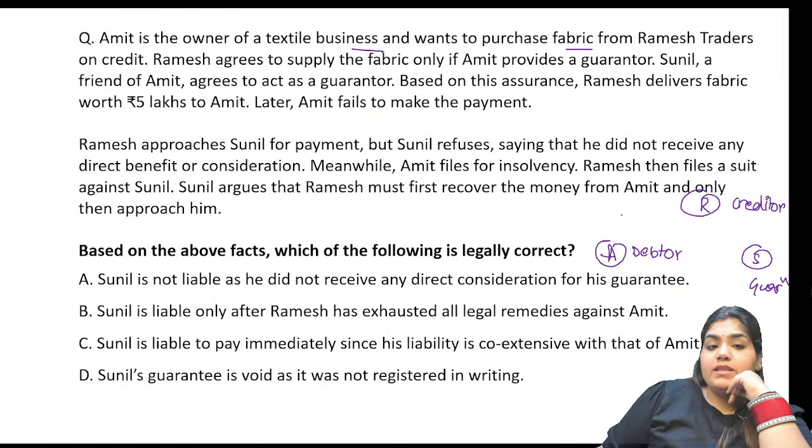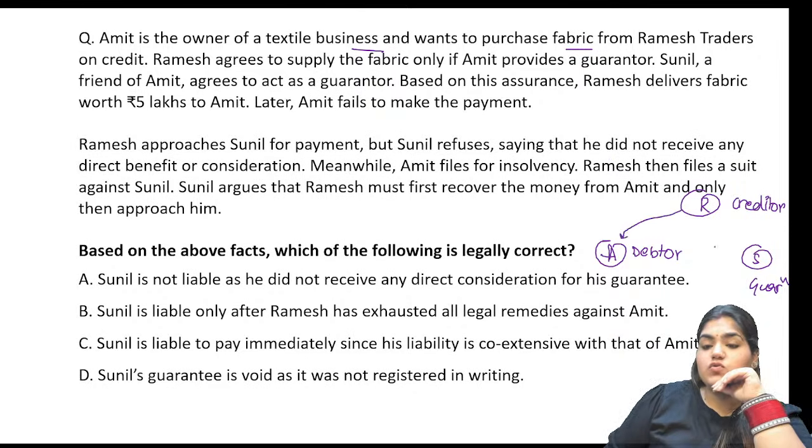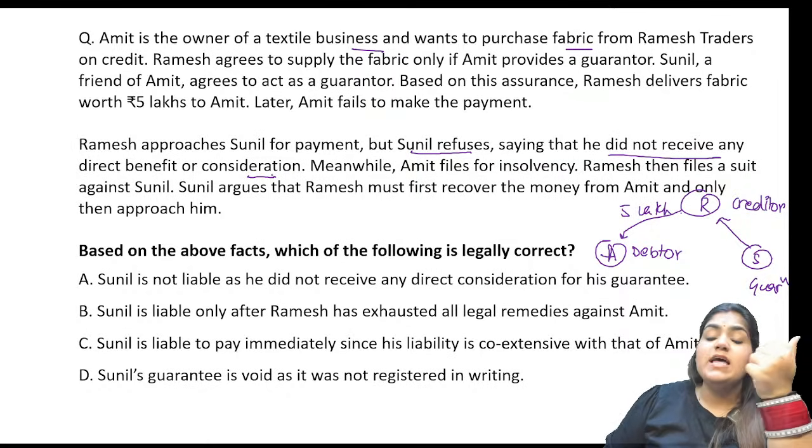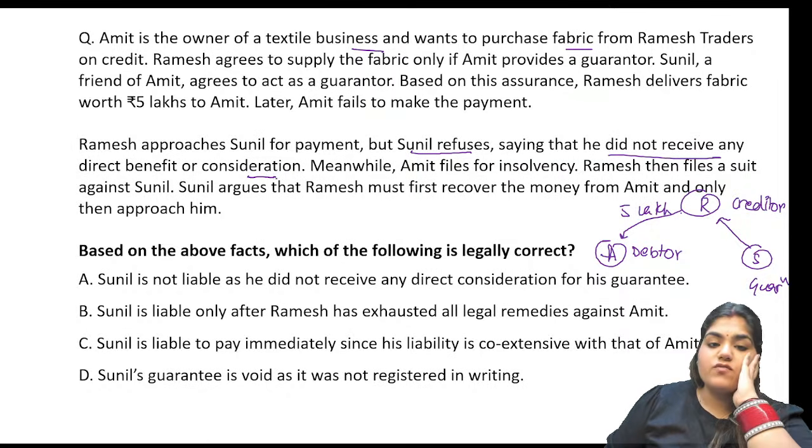Sunil, a friend of Amit, agrees to act as a guarantor based on the assurance. Ramesh delivers the goods. Ramesh gives the goods to A of 5 lakh rupees. Amit fails to pay. It is S who has to pay R now. Ramesh approaches Sunil for payment, but Sunil refuses, saying that he did not receive any benefit or consideration. There is no need of consideration in the contract of guarantee. The consideration for you is that A is getting some goods because of you.